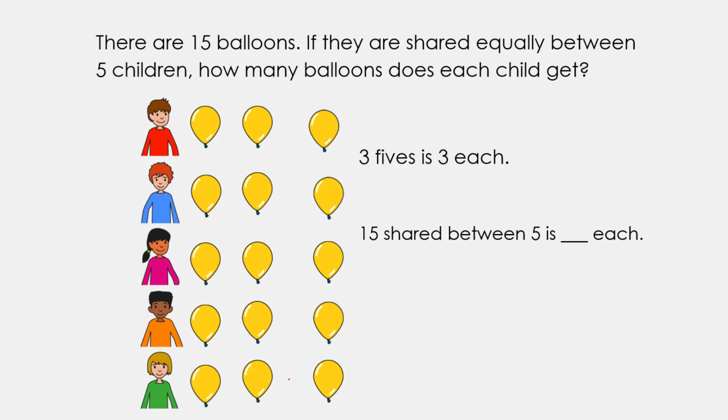It's 3 each, isn't it? So each child gets 3 balloons. Does that make sense? Can you see how that's much quicker? What am I doing there? That's much, much quicker.